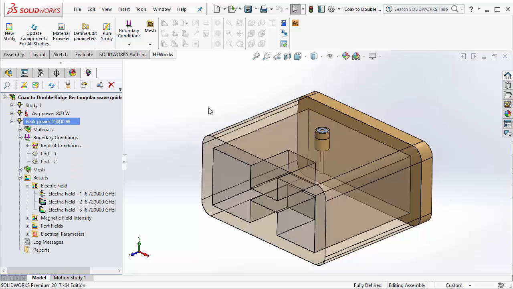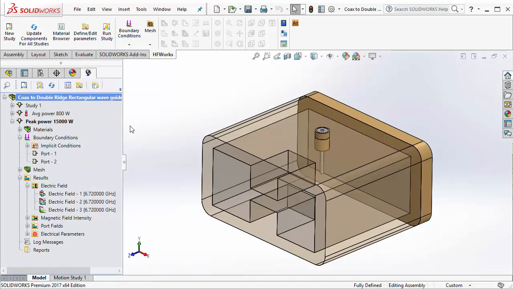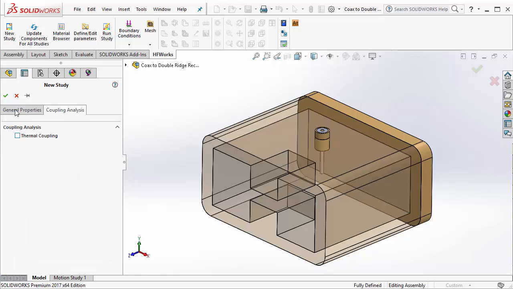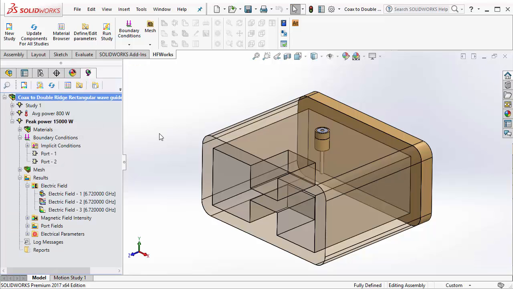To set up a study in HFWorks is extremely simple. You just have to right click on the topmost assembly that you see in the HFWorks manager and create a study. There are three different study types. As we said earlier, there are S parameters, resonance, as well as antennas. In this particular case, it's the S parameter study that we are interested in, and you can couple that to thermal simulation. Here we are just going to start with the S parameter study at peak power of 1500 watts.